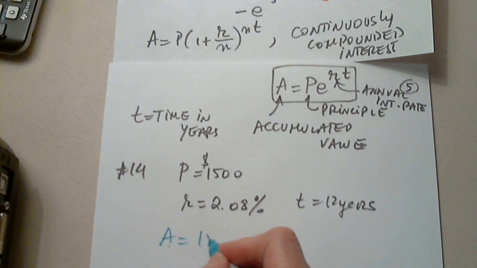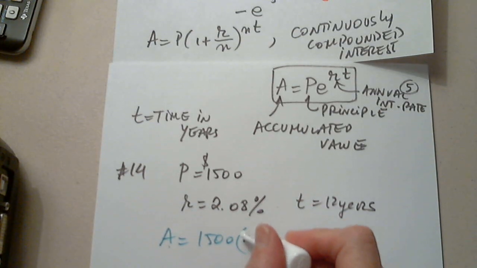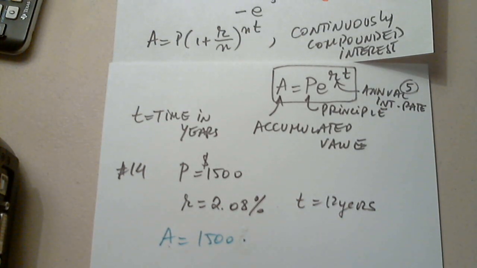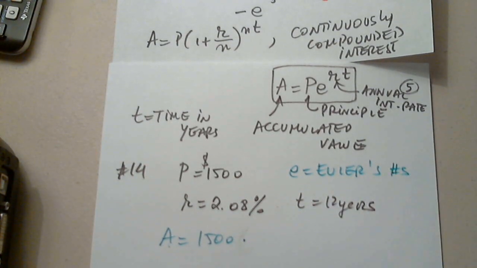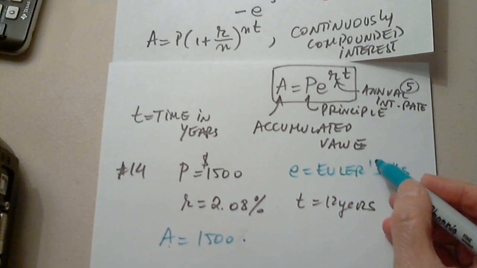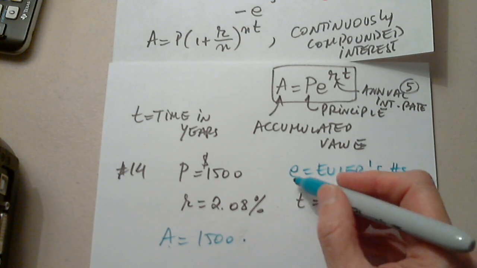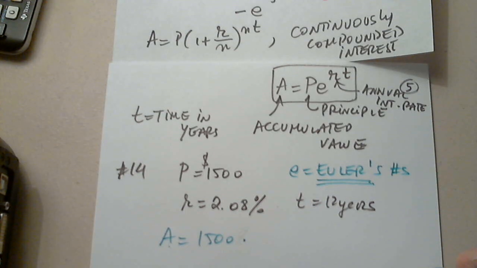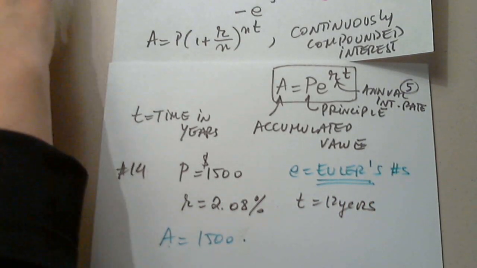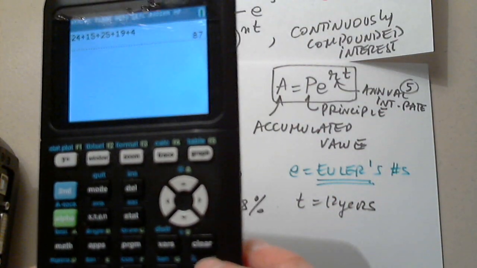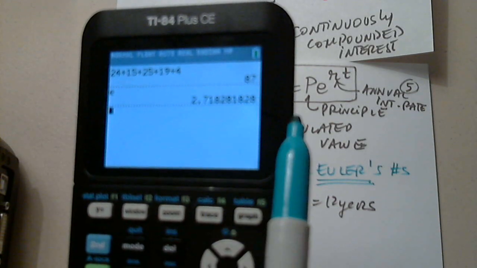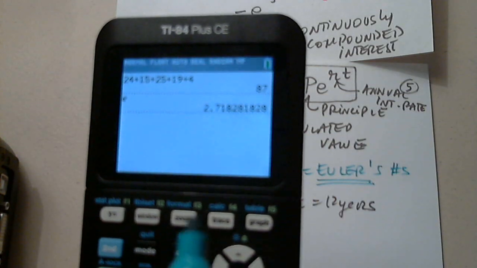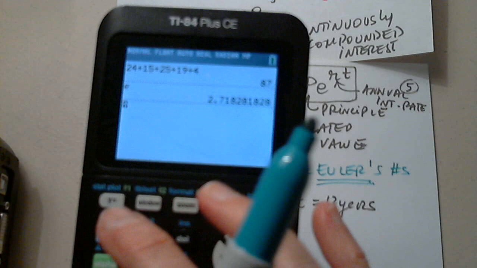So we have A equals 1,500. I don't really need parentheses here, I'm going to erase that, sorry. So e, there's no need. e, by the way, is called Euler's number. It's a mathematician, and they honored him, and that's why they put e, because he discovered this number. It's 2.71... in case you wonder. Here it is: second and e, second and division symbol. Press enter, you will see 2.718281828. So this is an irrational number, and that's Euler's number, e.